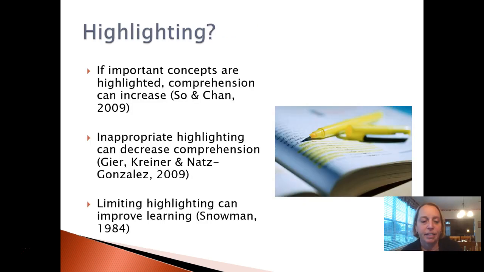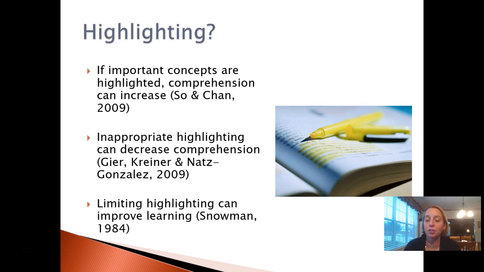Now, there's some interesting research on highlighting, because when students highlight their textbook, one of the things you might notice is that they often highlight almost everything. Well, the reason for that is because they don't know what is and what isn't important yet. They're not the expert. So you as the teacher are going to help them determine that. And what we know about highlighting is that if it's done well, it can be helpful. And if it's done poorly, it can actually be harmful to learning.